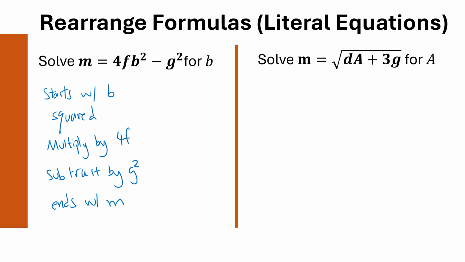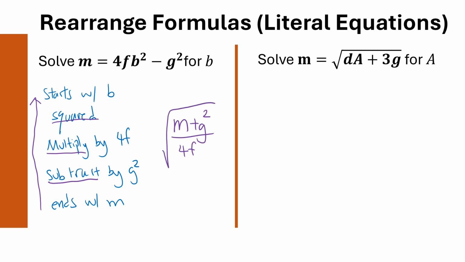So now we're going to go backwards and do everything the opposite. So the equation is going to start with m. Instead of subtracting g squared, you're going to add g squared. And multiply, the opposite of that is going to be dividing by 4f. And the opposite of square, we're going to take the square root. And we're going to assume that we're only dealing with the positive square root and then equals b.